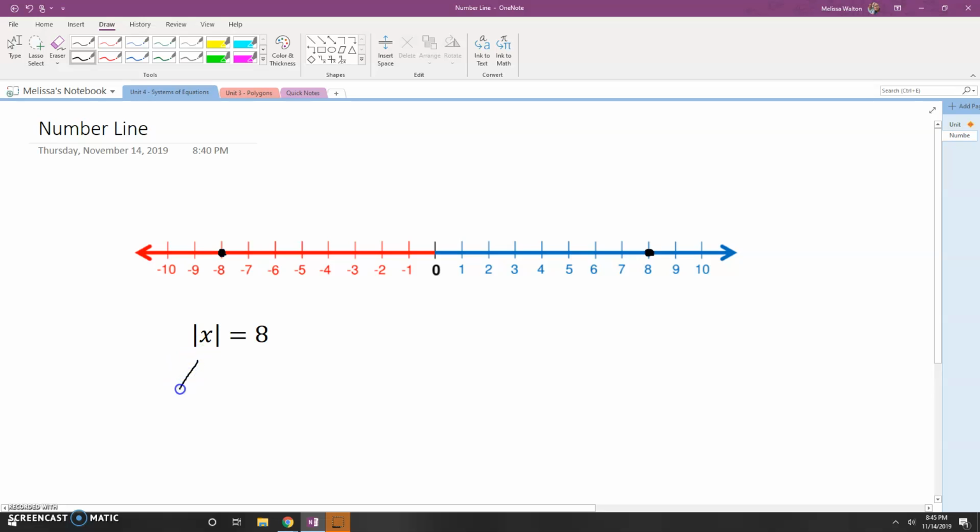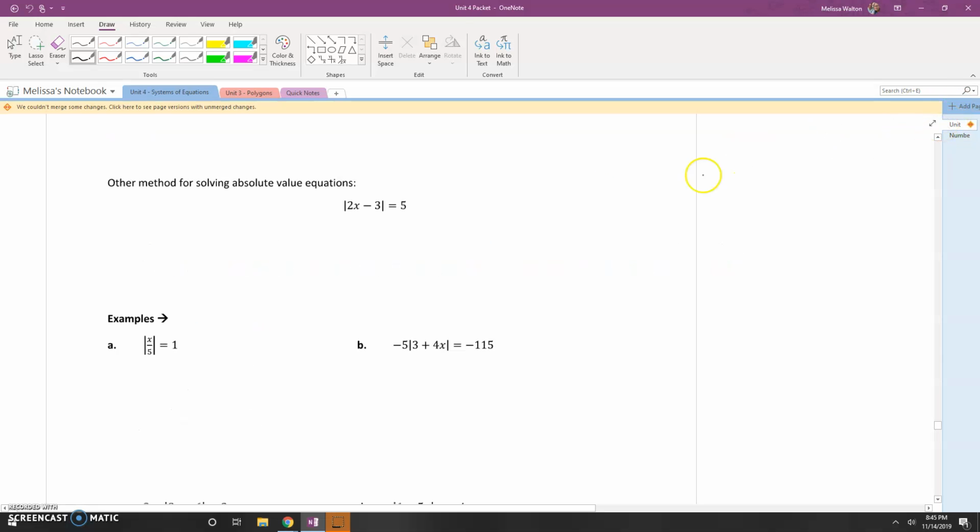So here's what we've got. The absolute value of x equals 8 has two solutions. We have the solution x is equal to +8, and we also have the solution x is equal to -8. So how can we use this back in the other problem? Well, let's think about this. I have something, and its distance from 0 is 5. Now, there are two numbers that could go in here that would get me an absolute value that's equal to 5.